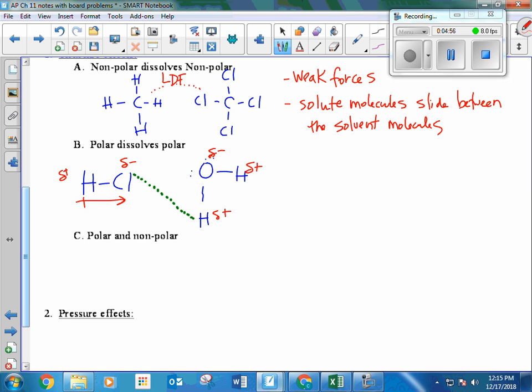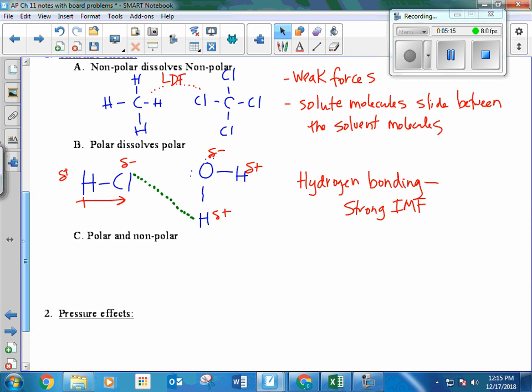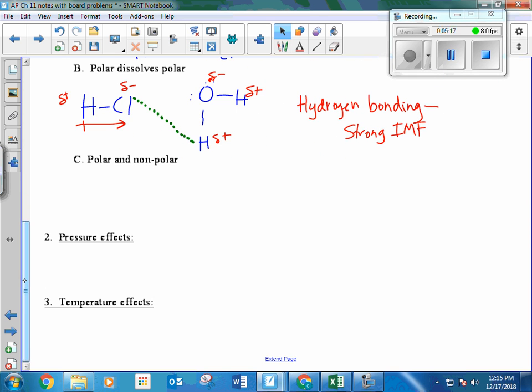We have hydrogen bonding, which we talked a lot about in class today. You just need to be able to draw that and point where that hydrogen bonding is, and these are going to be strong intermolecular forces. And then if we're going to draw something that's polar and nonpolar, again, you can see up above in the chart that a solution isn't going to form. It's not going to be able to dissolve.